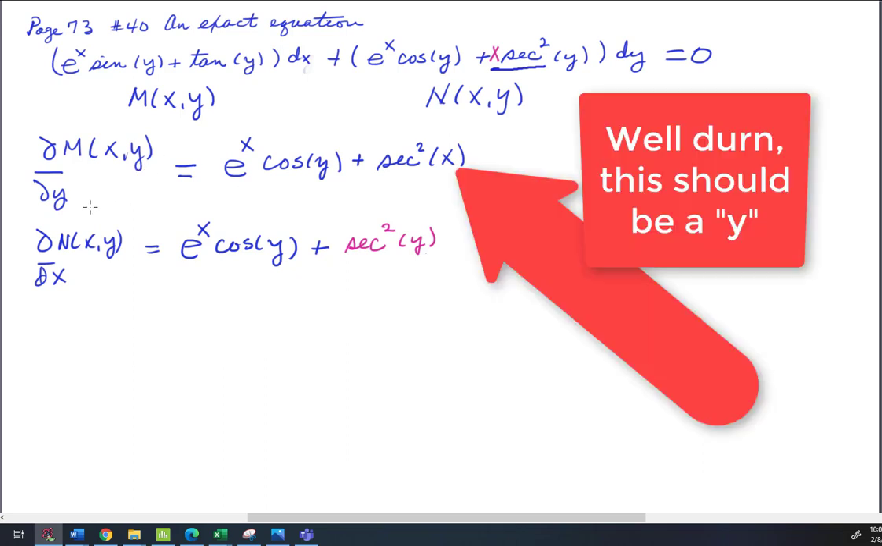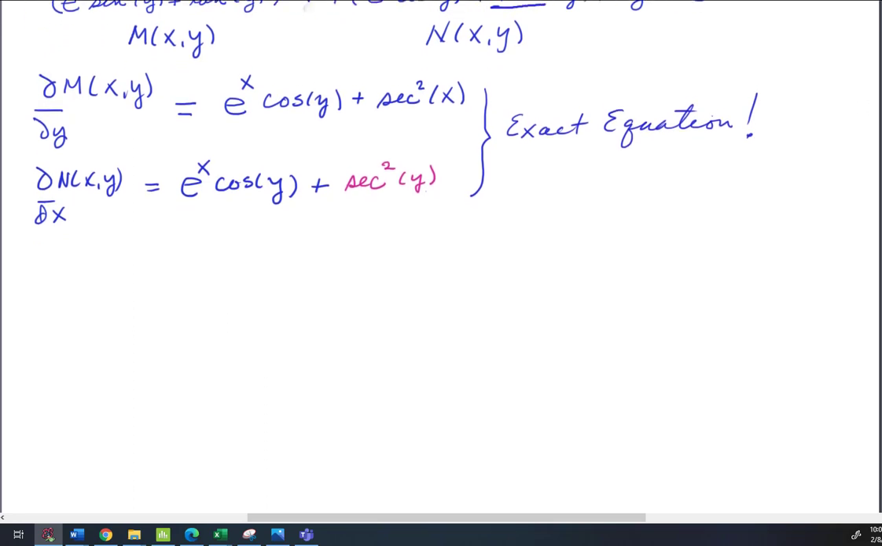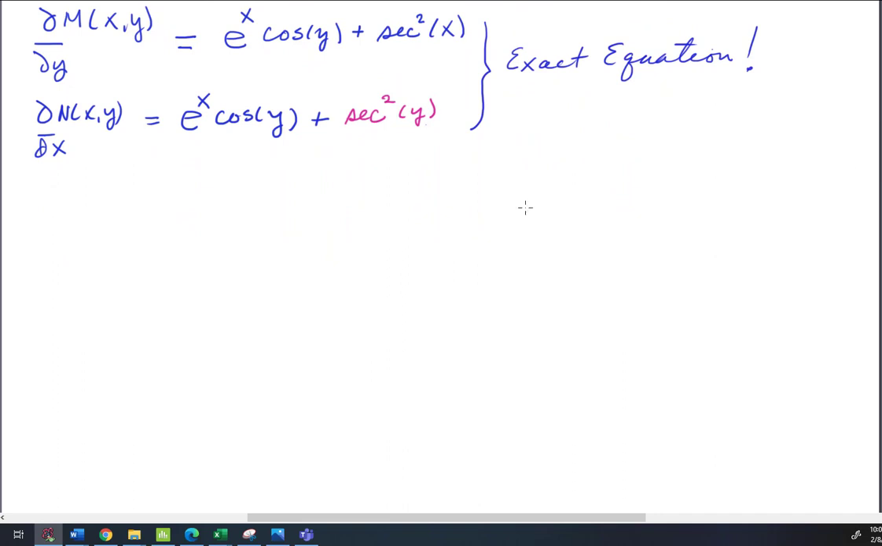So here's the derivative of M with respect to y and N with respect to x. And if I examine the two, I see that they are in fact the same, and this is in fact an exact equation. So that's good news. And why is that good news? Well, that's good news because I know how to solve an exact equation.